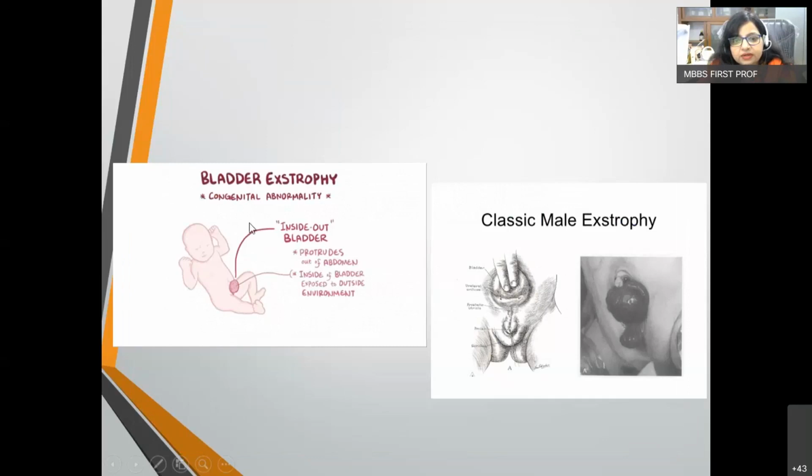So this is bladder exstrophy. Bladder is protruding out of the abdomen. In this case also, it is lying open and exposed. So there are a lot of chances of infection, and sometimes repairing of this defect is done, but in the majority of cases they have infection because some organ is lying exposed to the exterior.